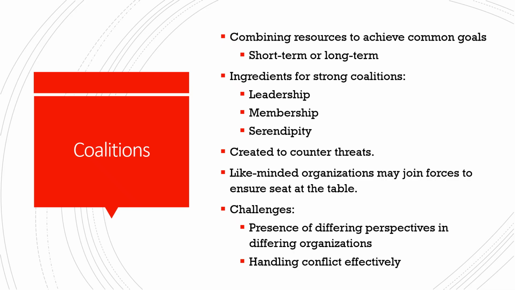Then we also have coalitions, right? These are groups where they combine resources to achieve a common goal, short and long term. Coalitions need strong leadership, membership, and serendipity. So think about organizations that may want to come together. We all know that there are advanced practice clinicians, but we have different organizations within those specialties. So you may have a certified nurse anesthetist organization. You may have a nurse practitioner organization.